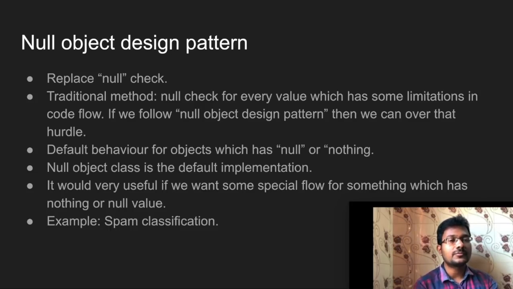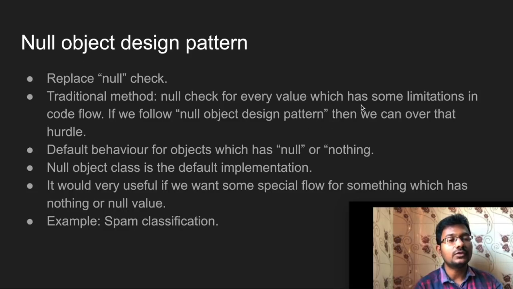Traditionally, if you are a programmer, you would know that you would use a null check for everything. For example, if you are writing a program for adding two numbers, A plus B, what you would do is first check whether A is not equal to null and then B is not equal to null. So here we are trying to check whether both values are not equal to null. Then only will we proceed to add these two numbers. So here A not equal to null and B not equal to null are null checks. So that is the traditional method.